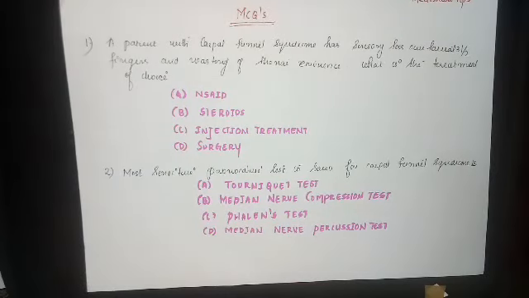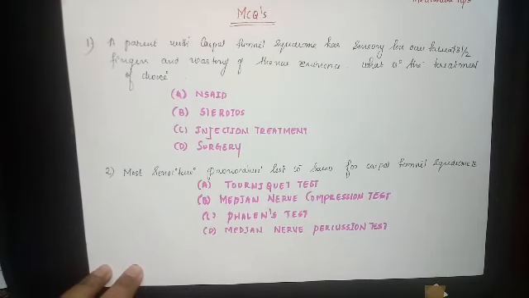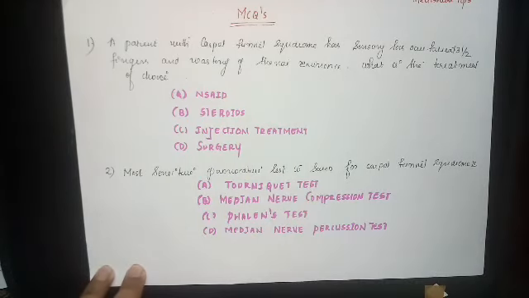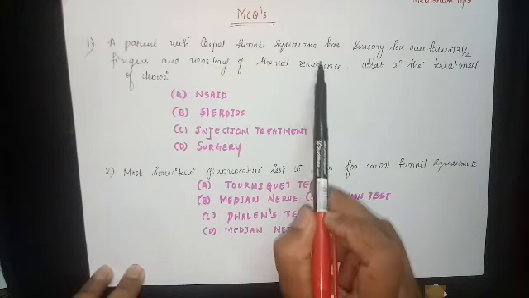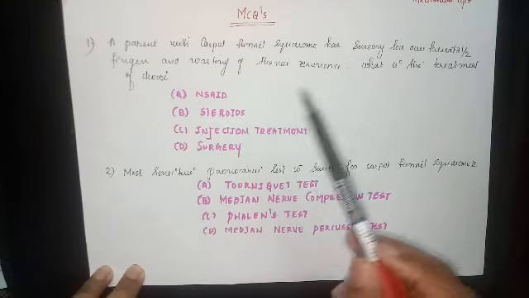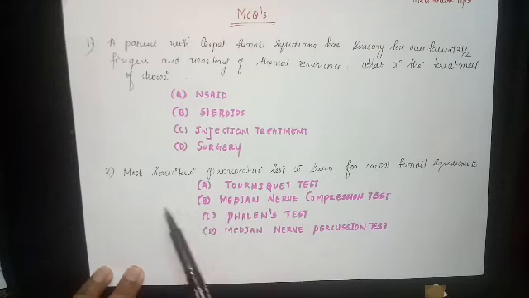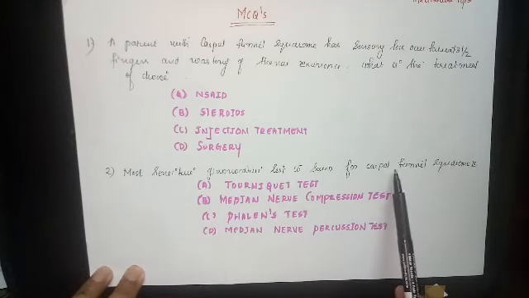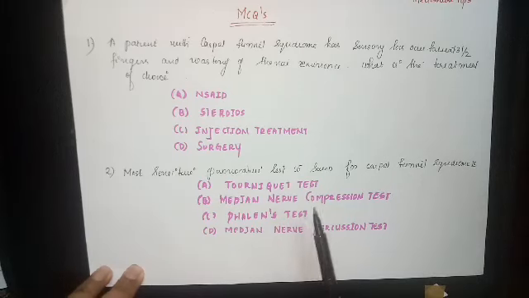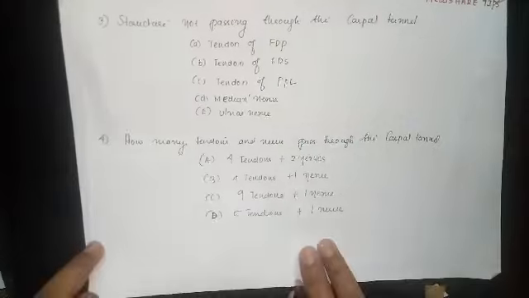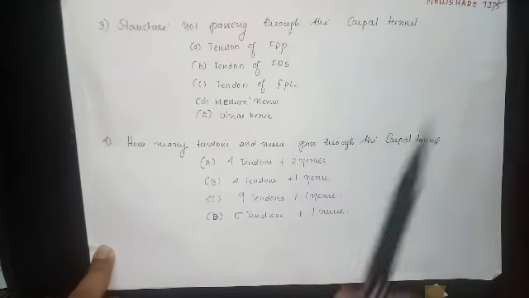A patient with carpal tunnel syndrome has sensory loss over the lateral 3.5 fingers and wasting of thenar eminence. What is the treatment of choice? It is mentioned that sensory loss is there and there is wasting of thenar eminence, so the patient is in stage 4 disease. If the patient is in stage 4 disease, we will definitely go for surgery. And then the question is, the most sensitive provocative test to screen for carpal tunnel syndrome is? That is definitely Phalen's test.